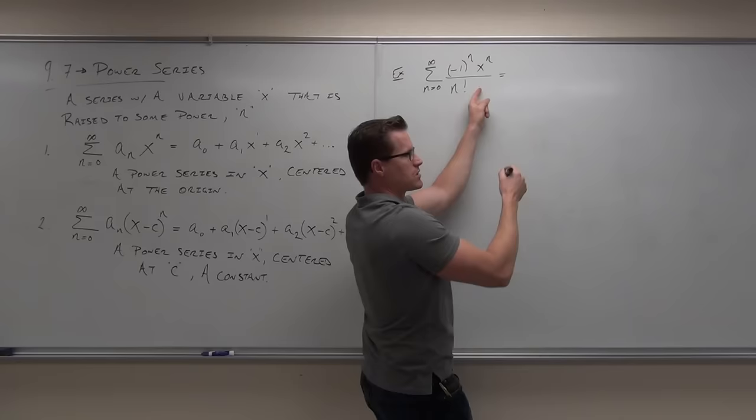What's the first term? A sub 0. How about x minus c? Is that going to be up there? No, because it's being raised to the 0 power. That gives us 1, so we can just get a sub 0. Plus, what's the next term going to look like? A sub 1. Very good. X minus c to the first power. Plus a sub 2, x minus c to the second power. Good. Now we're getting the pattern. A sub 3, x minus c to the third. And it doesn't end.